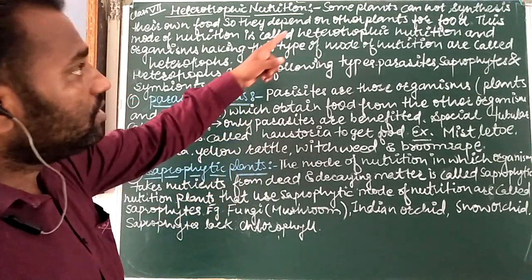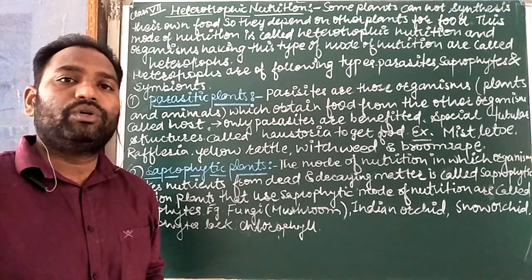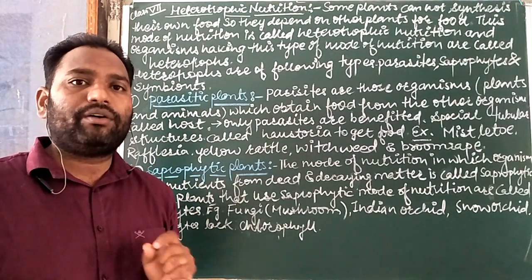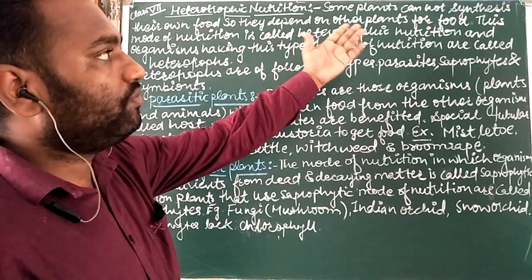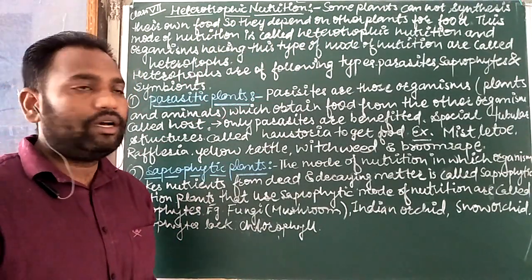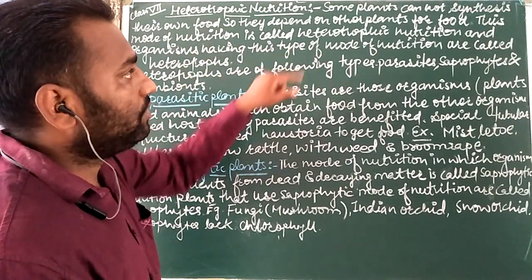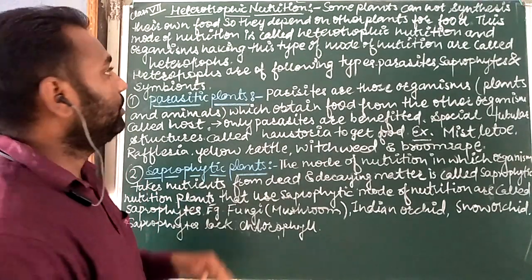Some plants cannot synthesize their own food, and the main cause for that is lack of chlorophyll. So they depend on other plants for food, they just depend on others. So this mode of nutrition is called heterotrophic nutrition.